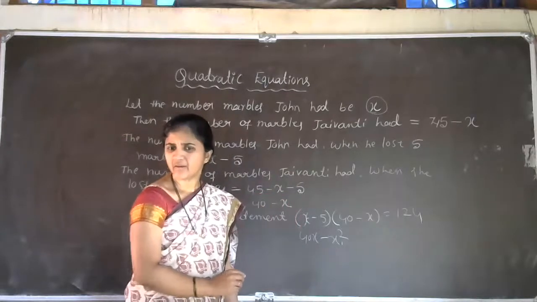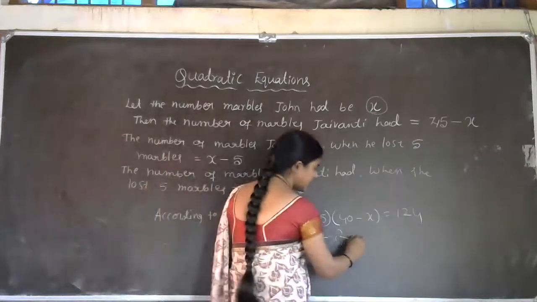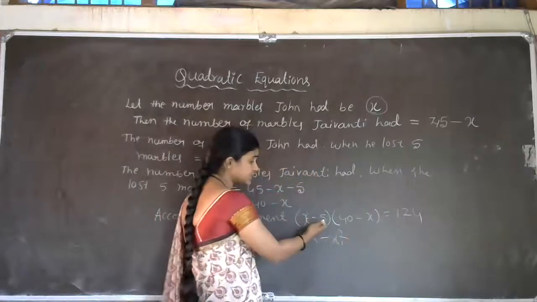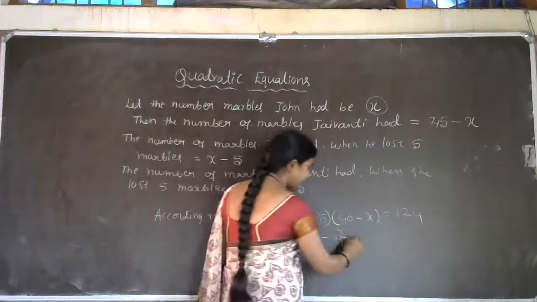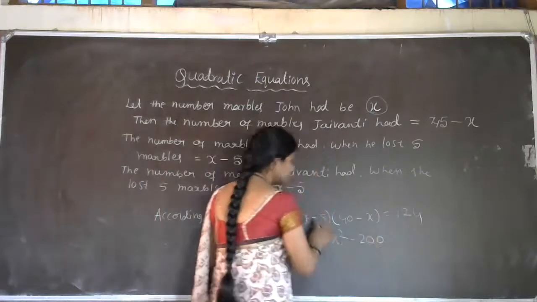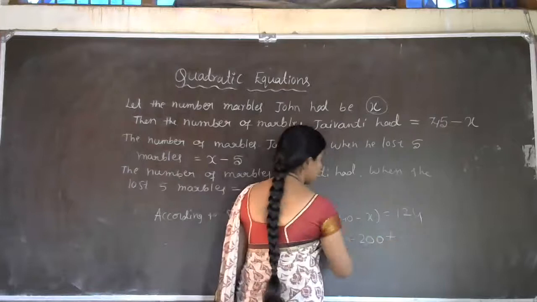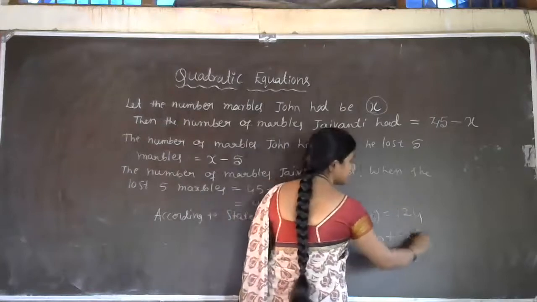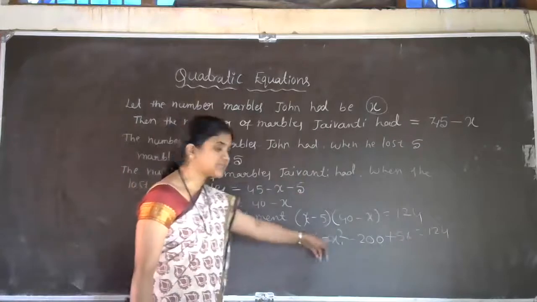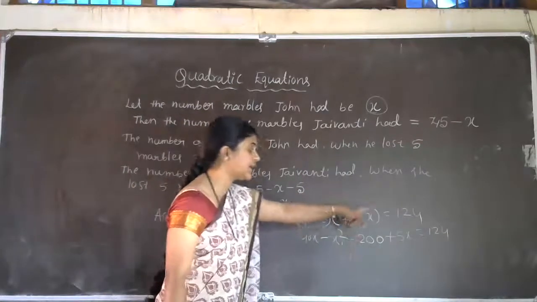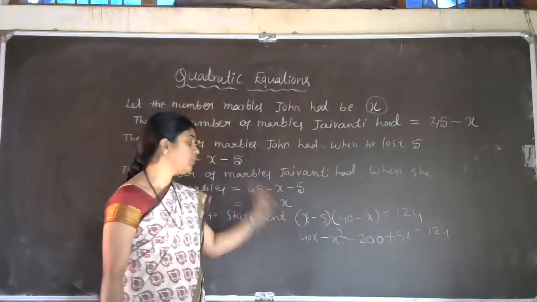See, very simple. 5 fours are 20... then minus 200. So then minus x into x is minus x square, plus 5 into x is 5x, which is equal to 124. See here, 40x minus x square minus 200 plus 5x is equal to 124.